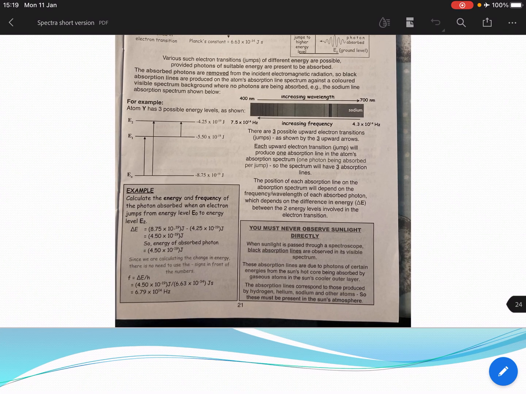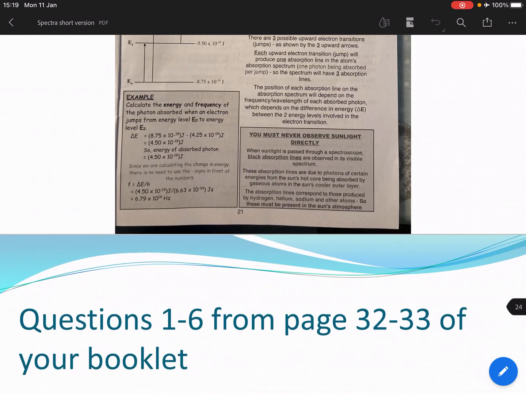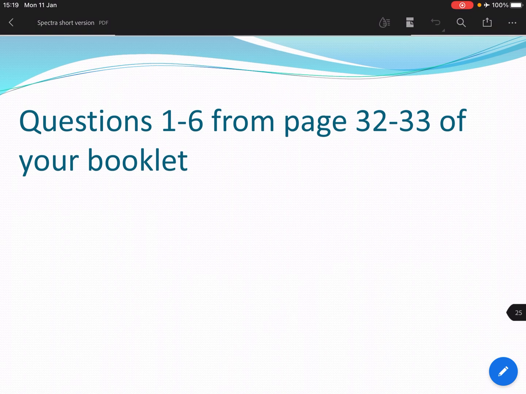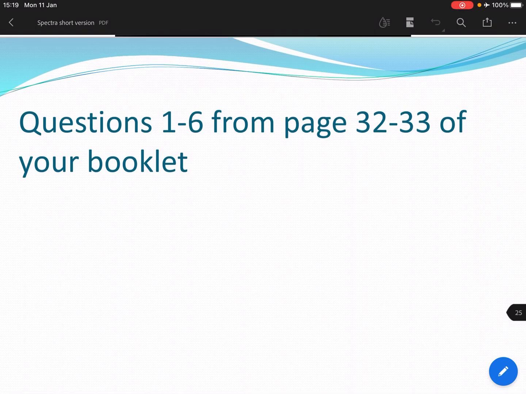Okay. So that's everything in your notes. What you should now be able to move on to is questions 1 to 6 on pages 32 and 33 of your booklet, which you will see is the very last bit. I think there's a couple of questions on page 34 as well, actually. Yes, there is, so you could always do those as well. I would suggest that you do all questions 1 to 6.